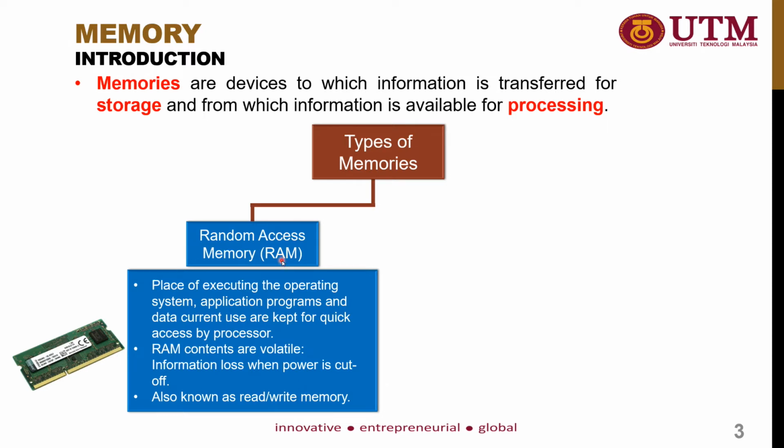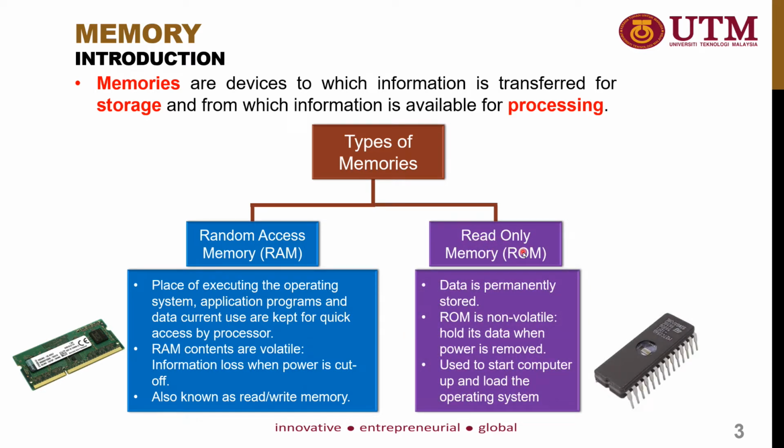The next type of memory inside the digital system is ROM, read-only memory. In ROM, the data is permanently stored, and ROM is also non-volatile, which means it can hold its data when the power is removed. It will retain the data which is stored. ROM is used to start the computer up and also load the operating system. Usually in a computer, or inside a Raspberry Pi, the operating system is stored inside the ROM.